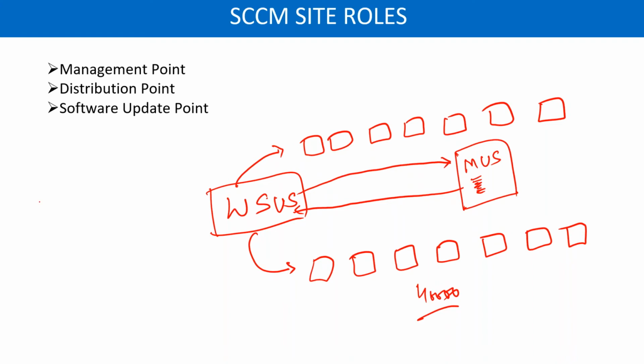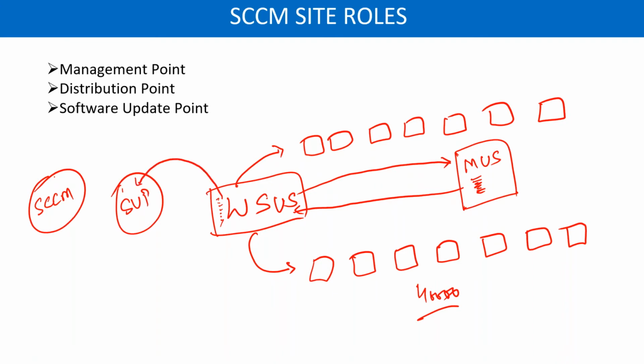Now, since we are going to do this through SCCM, we will have an SCCM server, and once the scanning is completed, we can have a software update point. Software update point will help to integrate WSUS into SCCM. So whatever information WSUS collects, it will pass on to SCCM, right? WSUS will get the information and then pass it on to the SCCM server. Finally, it reaches the SCCM server.